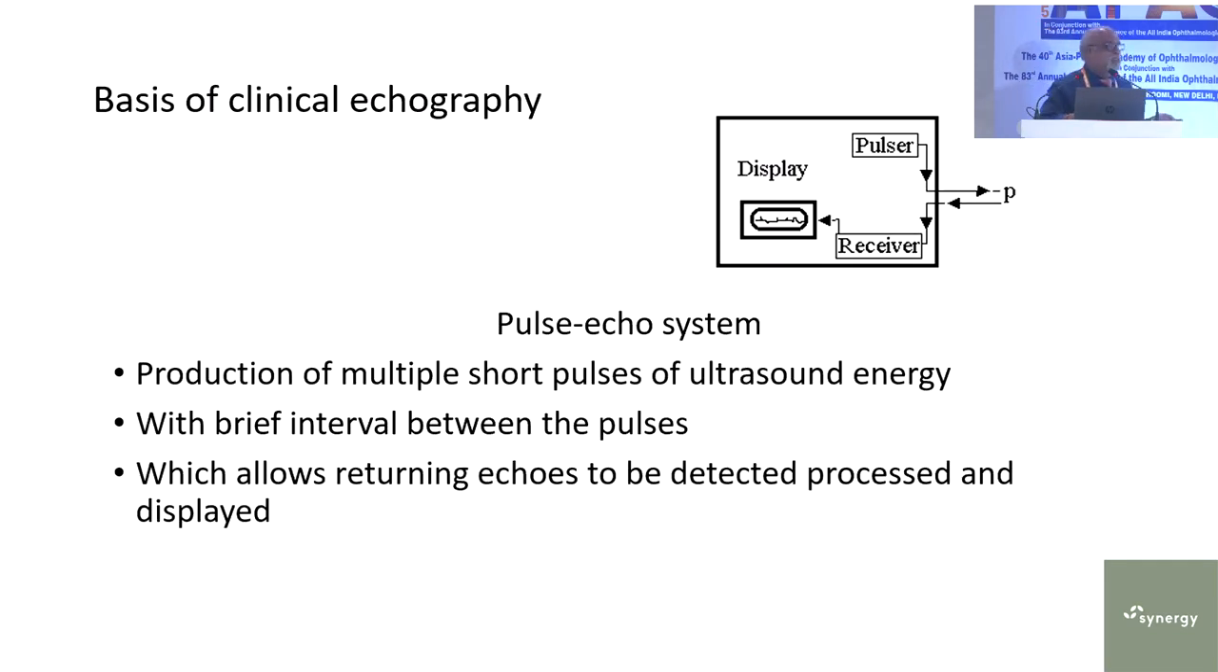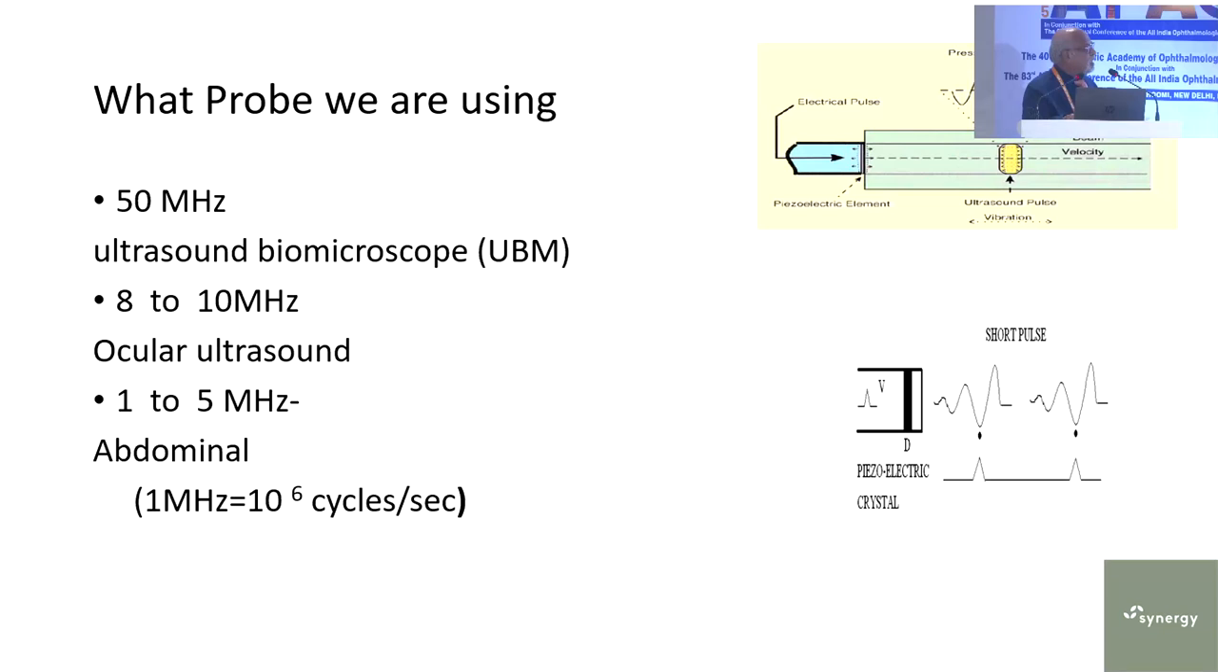And these are just basics, that you have a machine where the pulsar gives the wave, it comes back, is received, and displayed. This is basically the probe we have in our hand. It has a piezoelectric crystal here. An electric pulse comes, it changes its shape, a sound is produced, and in between the space is a receiver. Depending upon the various frequencies, the more the frequency, the less the depth and the shorter the wavelength. So we have 50 megahertz for UBM, 8 to 10 for ocular ultrasound, and 1 to 5 for abdominal.